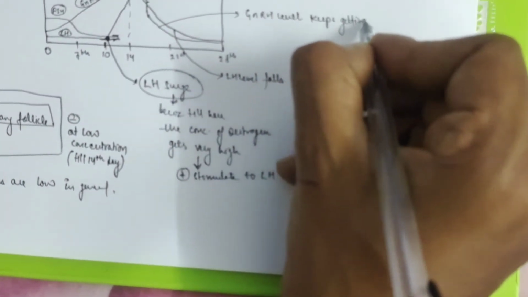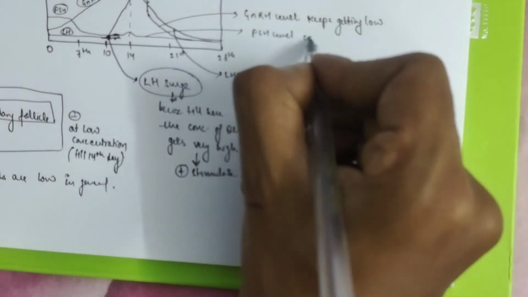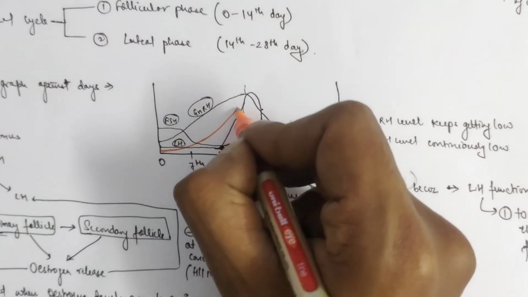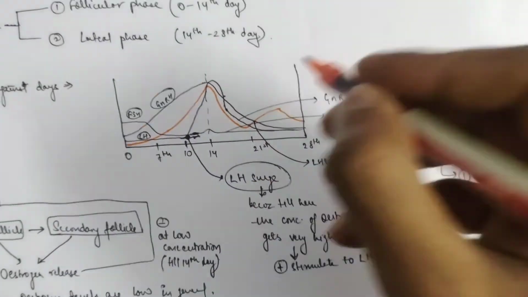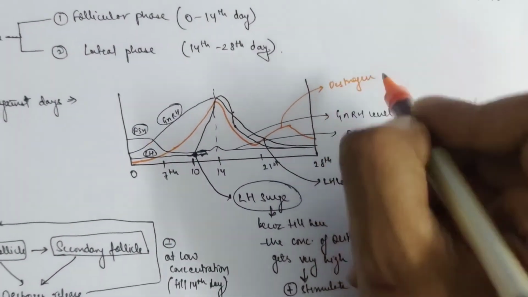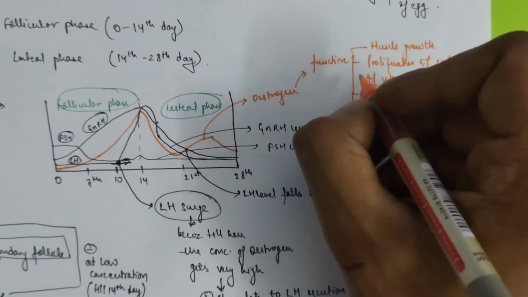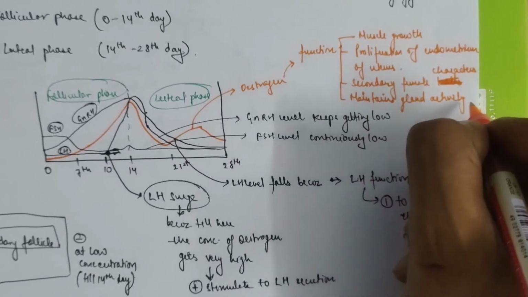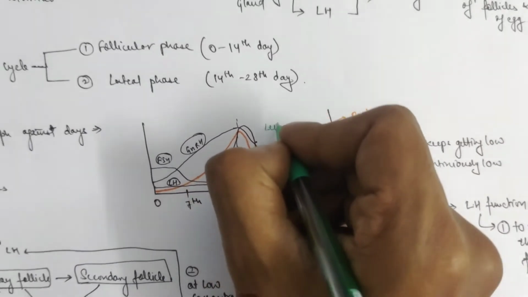But before that, what is the function of estrogen? Estrogen, at a greater concentration, helps in the release of the luteinizing hormone, which is necessary for the release of the ovum and causing the ovulation at the 14th day. But what are the other functions? The estrogen helps in muscle growth, it helps in the proliferation of the endometrial lining of the uterus. It also maintains the secondary characters of the female, and it helps in maintaining the glandular activity.